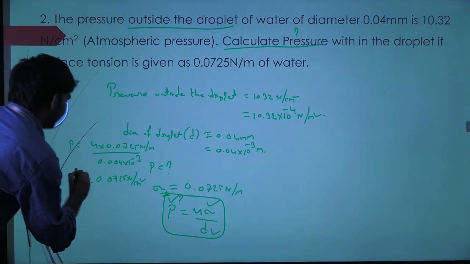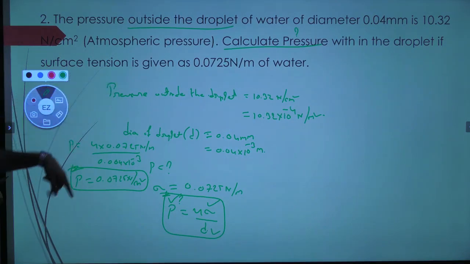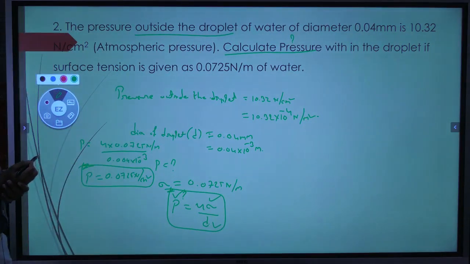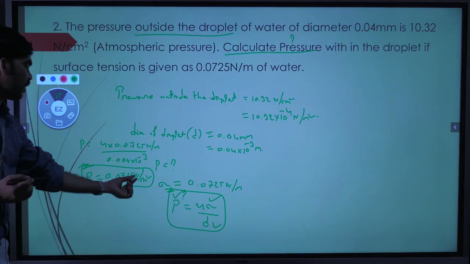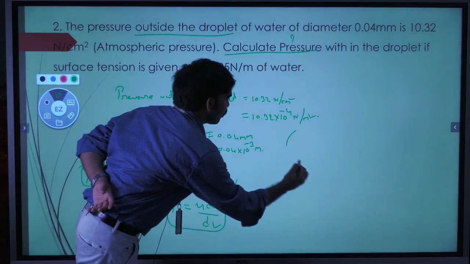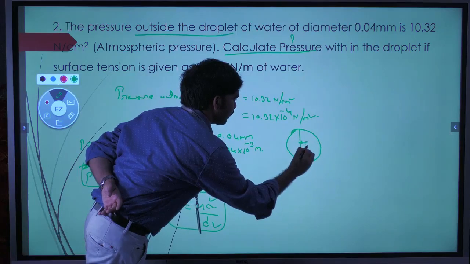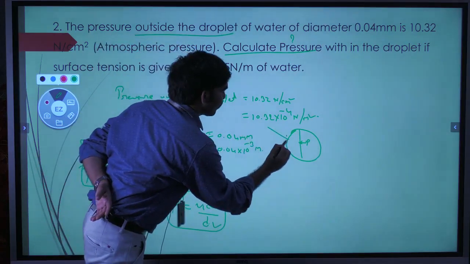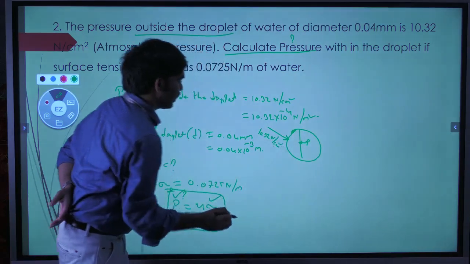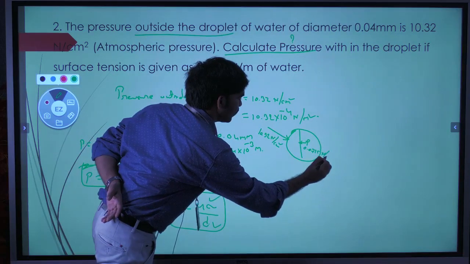Okay, now this is the pressure inside the droplet in excess of outside pressure. What is the outside pressure? The outside pressure is given as 10.32 Newton per centimeter square. This is 0.725 Newton per centimeter square. See, I will tell you. Consider the pressure inside and the pressure outside. 10.32 Newton per centimeter square is the outside pressure, and the excess inside pressure is 0.725 Newton per centimeter square.